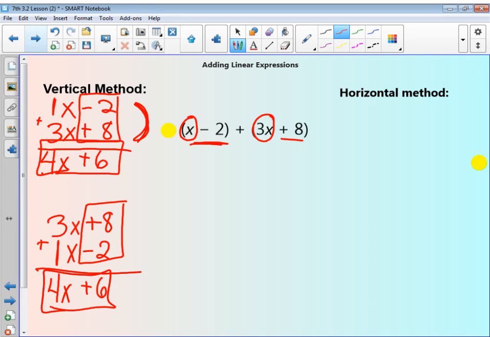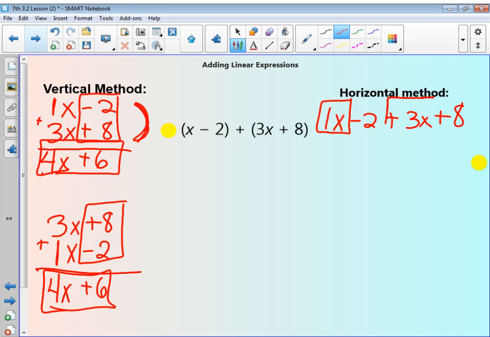So when I go through and I use the horizontal method, okay, kind of like I've done in previous sections, I go ahead and simplify. So I'm going to rewrite what I had written that I just erased over here. So I have x minus 2 plus 3x plus 8. Okay, so one thing that you can do with the horizontal method is you can put your like terms next to each other. So I'm going to mark those really quick because I'm visual.